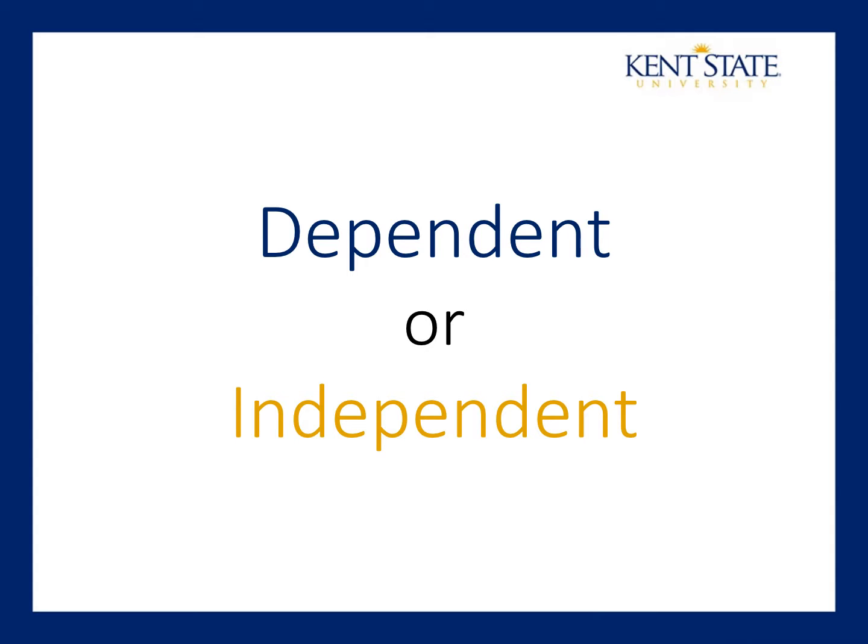The next section of the FAFSA form is trying to determine for financial aid purposes only, should the student be considered dependent or independent. A dependent student will need to provide their parents' information on the FAFSA form, and an independent student will only report their own information and a spouse if applicable.